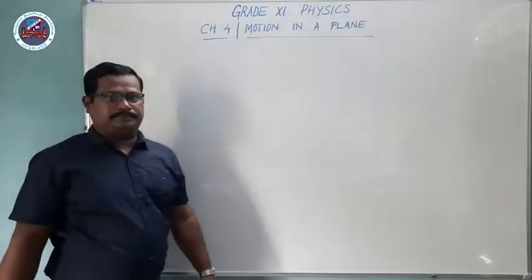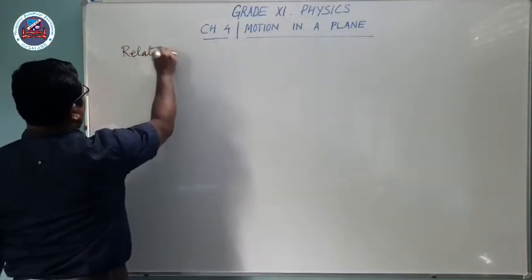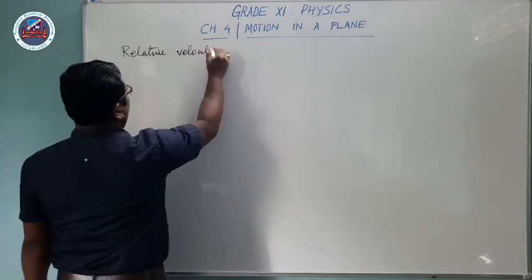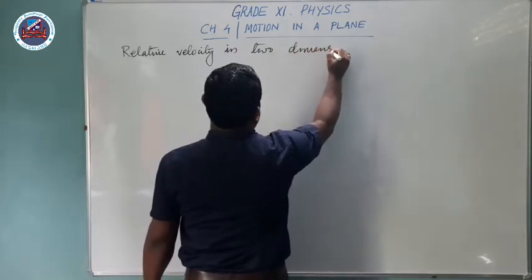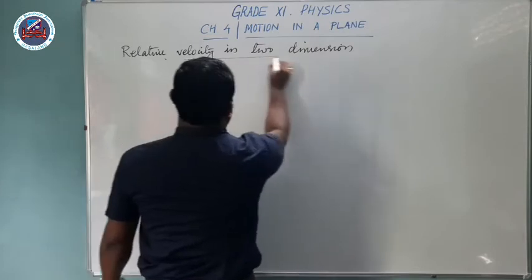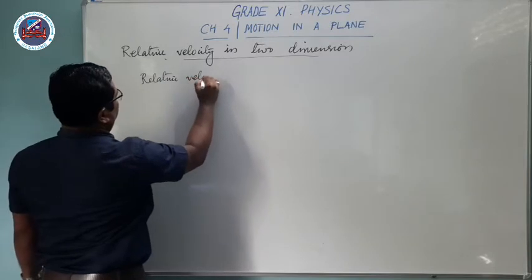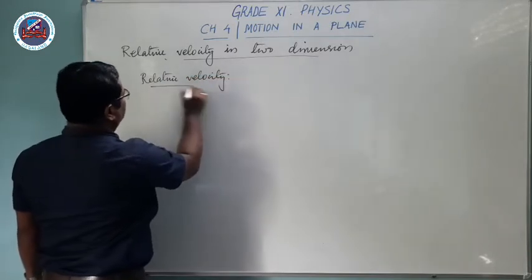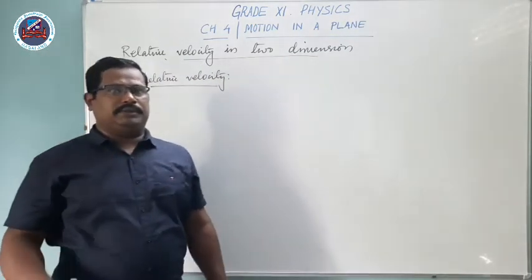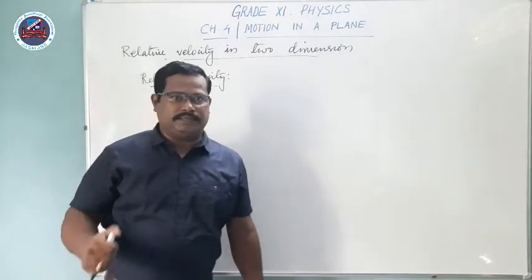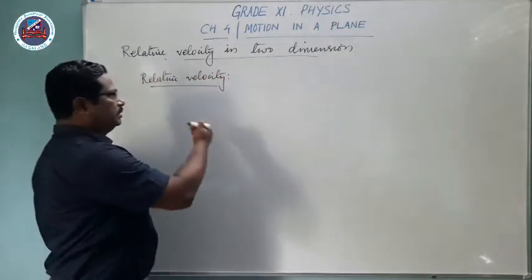Now let us see the relative velocity in 2 dimensions. Relative velocity in 2 dimensions remains the same as the relative velocity that we have discussed in 1 dimension. The definition remains the same. It is the velocity of an object with respect to another object in motion. The formula also goes the same way.